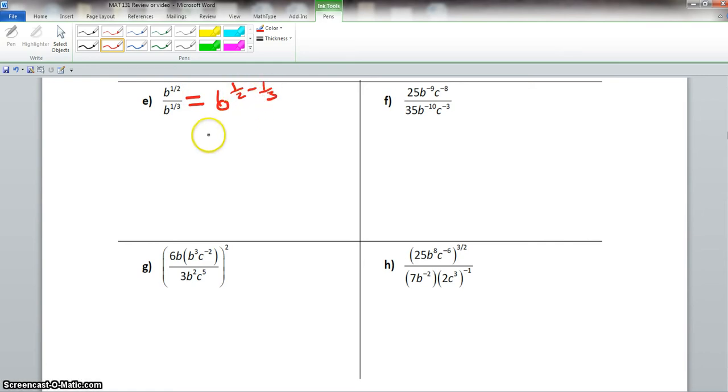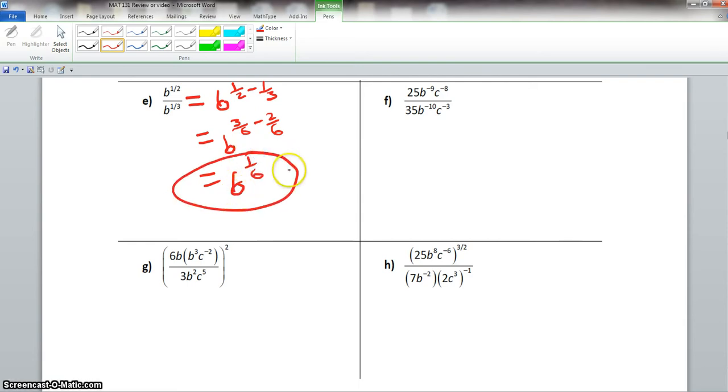Now, we know we have to find the common denominator. We know the common denominator is 6, so this would be 3/6 minus 2/6. So this will end up with b to the 1/6 power. And that's the final answer for E. Now we go here to F.